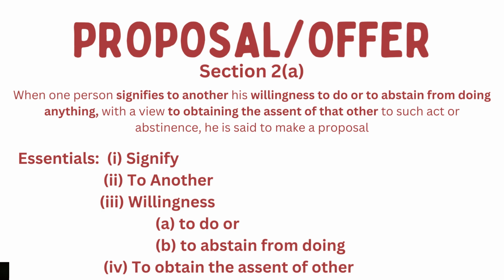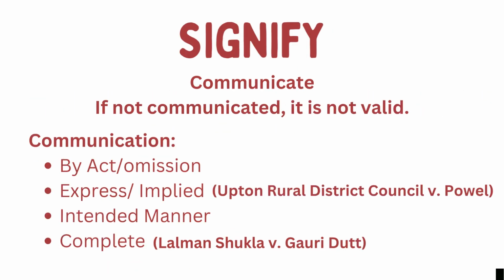So, from this definition of proposal, we are able to derive four essentials: to signify to another the willingness to do or to abstain from doing, to obtain the assent of the other. The first essential is to signify, which means to communicate. Communication can be expressed as well as implied. Like if I go to A and tell him that I want to sell my house, this is an express communication of proposal. For implied communication of proposal, there is a case law called Upton Rural District Council versus Powell.